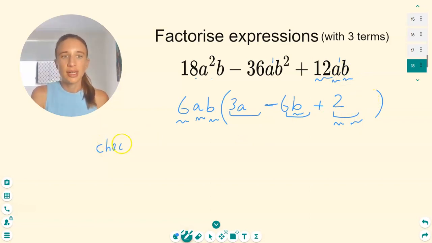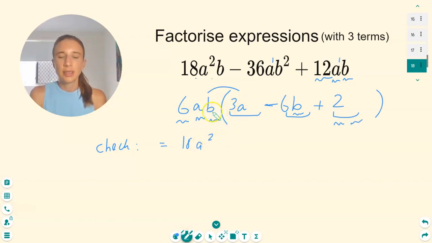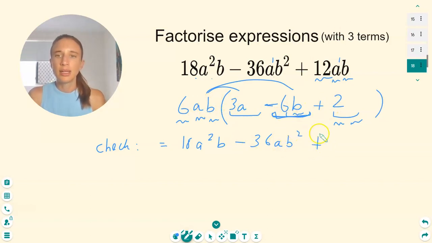And then our check again. 6AB times 3A. 6 times 3 is 18. A times A squared. B times 1, B. Again, taking that sign out the front. 6 times -6, different signs, negative. A times 1, A. B times B, B squared. Plus 6 times 2 is 12. A times 1 is A, B times 1 is B.